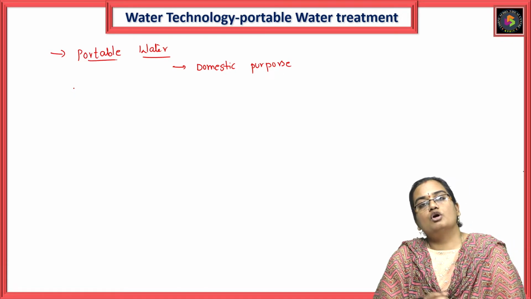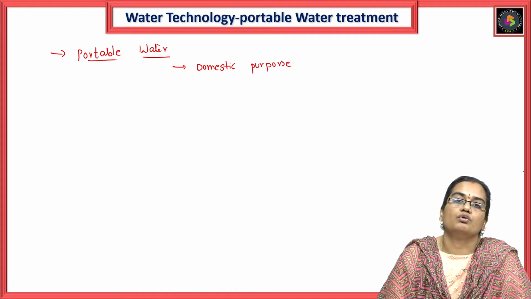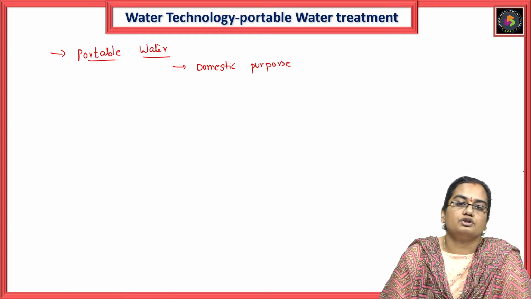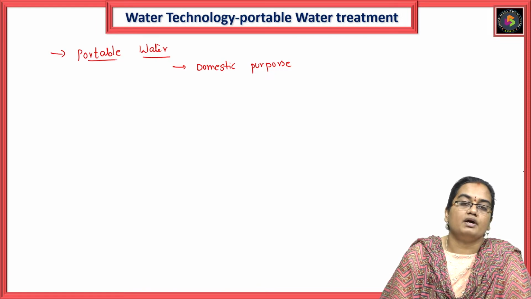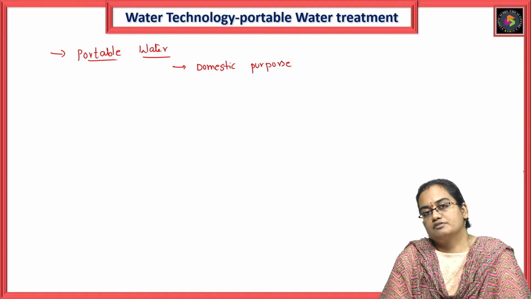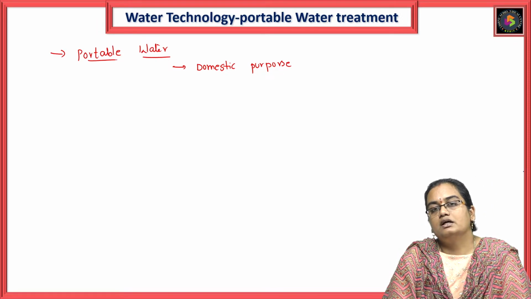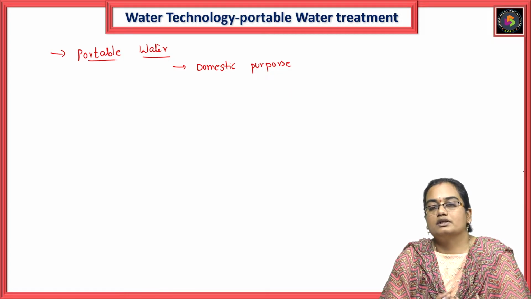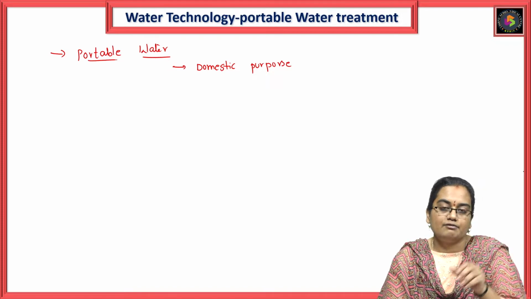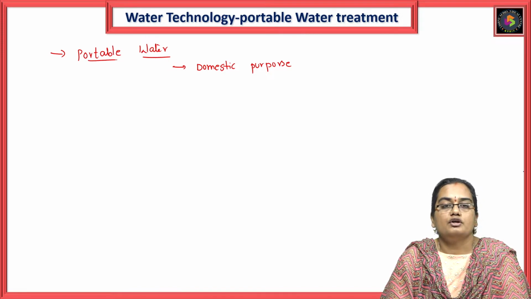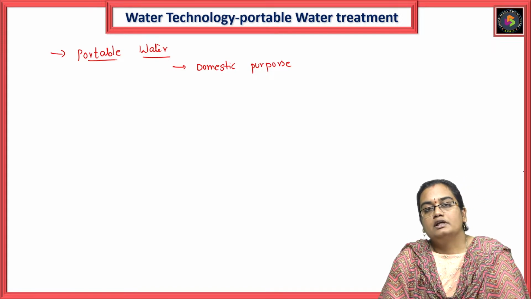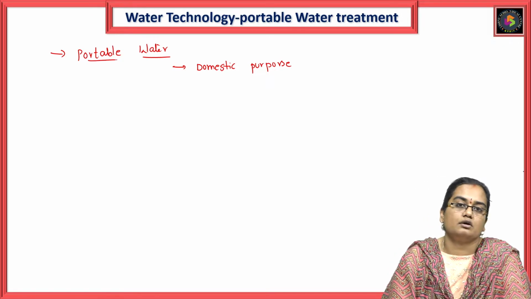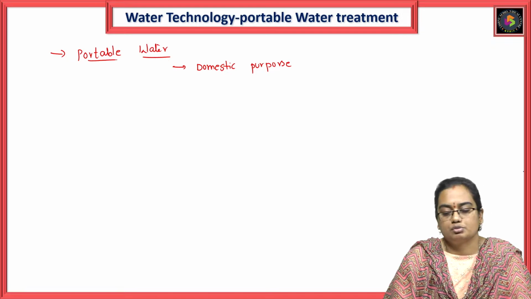Can we call all water potable water? No. We don't use ocean water for domestic purposes. Why? It has a high salt content, which will affect not only the external parts of our body but also the utensils because of scale formation. So we can't use all types of water. It should possess certain characteristics and features. Then only can we call that water potable water.